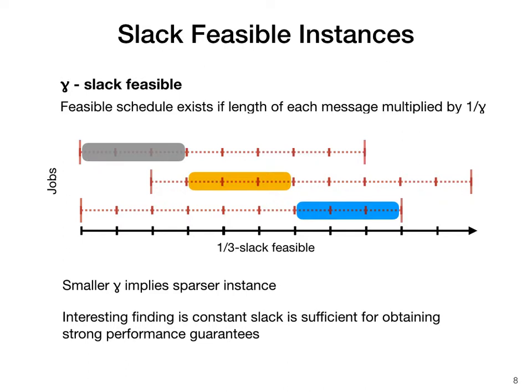To formalize this notion of not too dense, we use the concept of gamma slack feasibility, which means that a feasible schedule of the jobs exists even if we enlarge each job by a factor of 1 over gamma, where gamma is some value less than 1. The smaller that gamma is, the sparser the instance. Here we find that we can obtain our desired result without gamma depending on the number of jobs, n. Some sufficiently small constant suffices.